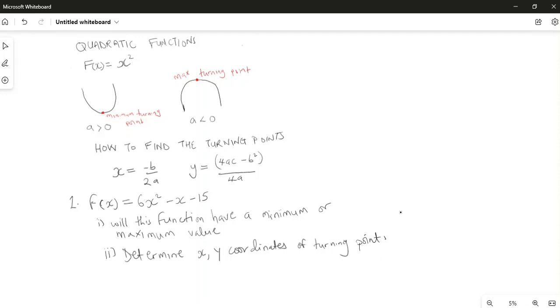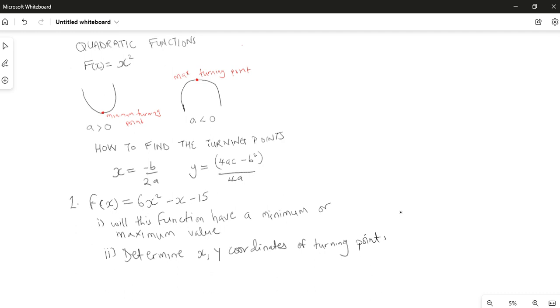All right, so we are looking at quadratic functions. A function in the form of f of x equals x squared. Whenever I see the x squared, you know you are dealing with a quadratic function. The graph of a quadratic function is called a parabola. As you can see, it's this U shape we have here.